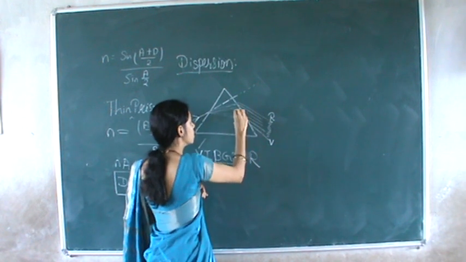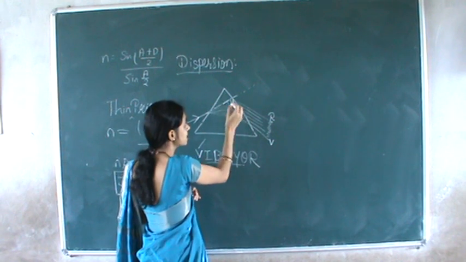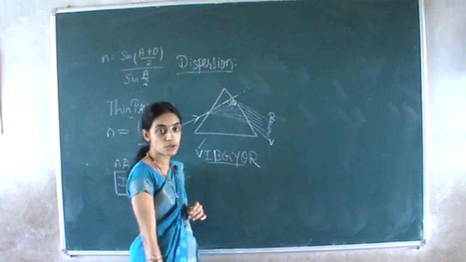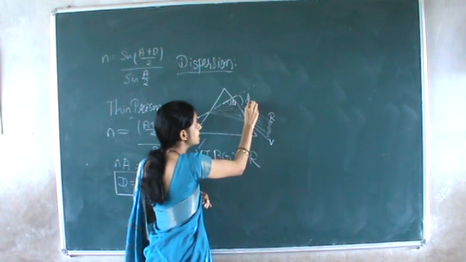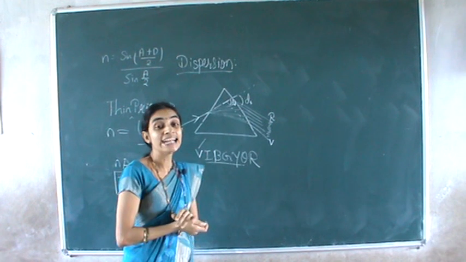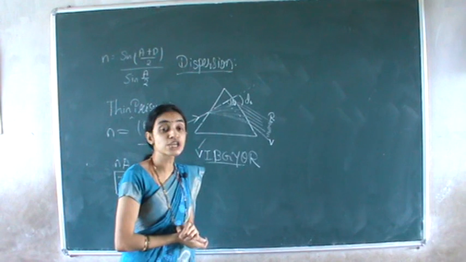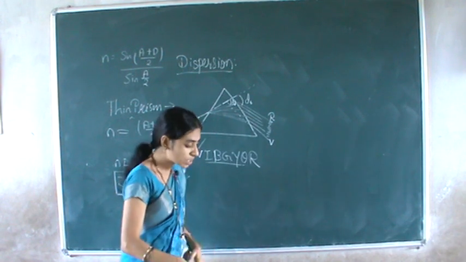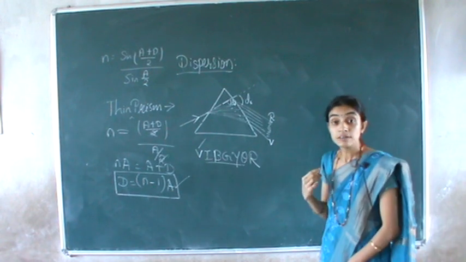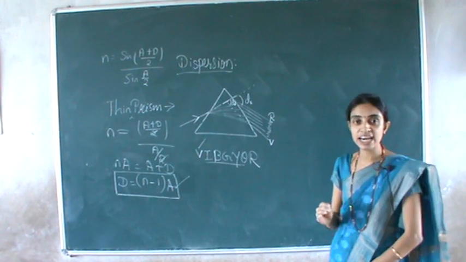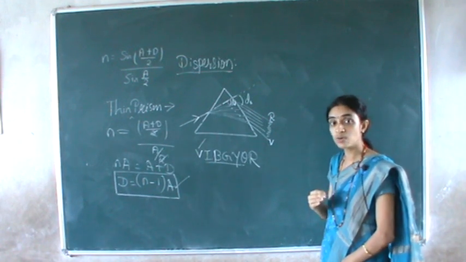So the deviation value is different for different colors. For violet, let us take this value as dV, and this is dR. dV is the deviation produced by the violet color and dR is the deviation produced by the red color. When you see the diagram, for each and every color, the wavelength varies.